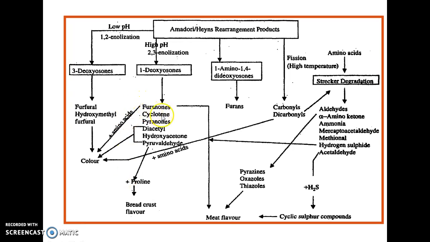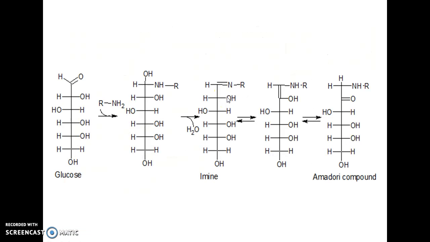Lots of furanols, cyclotene, pyranols and furfurals are there. These are producing color. Even the Amadori rearrangement product produces meat flavor. So lots of chemical reactions are there. Thousands of flavor molecules are produced, reacting through different chemical reactions and producing different colors and flavor compounds.